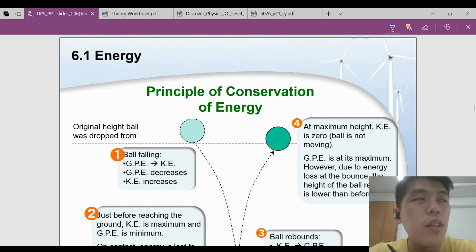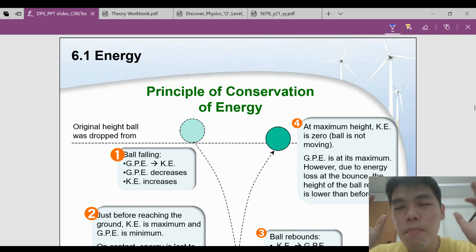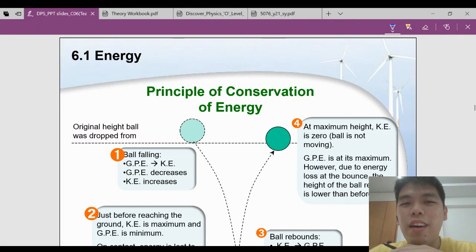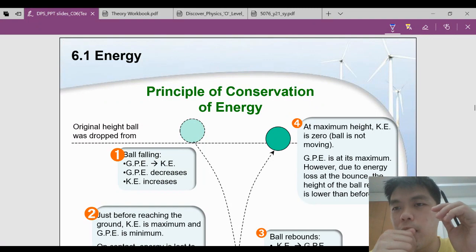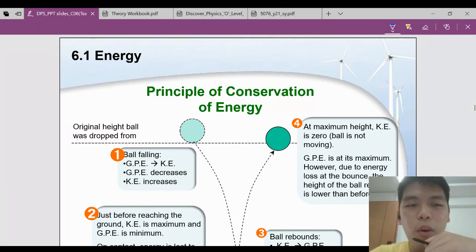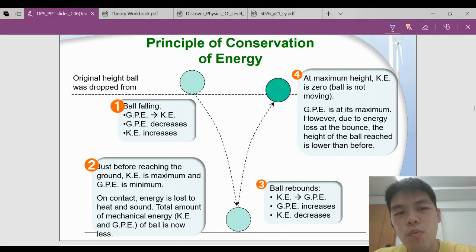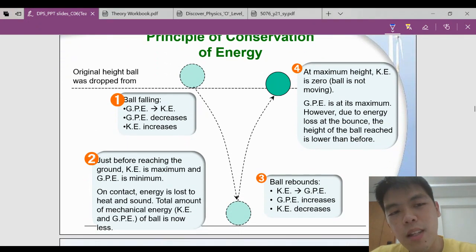Let's come back to the next part, to the same topic on energy and conservation of energy. However, today we look at the next example of these two concepts. So in this case, let's look at a ball that's being dropped down. When a ball is being dropped down from a certain height, we know automatically that there is GPE.